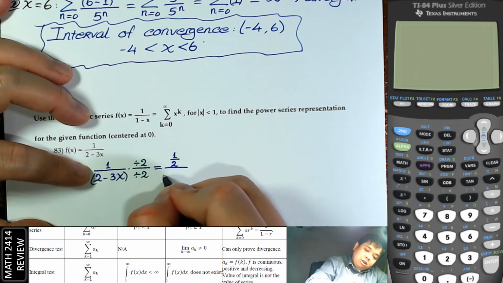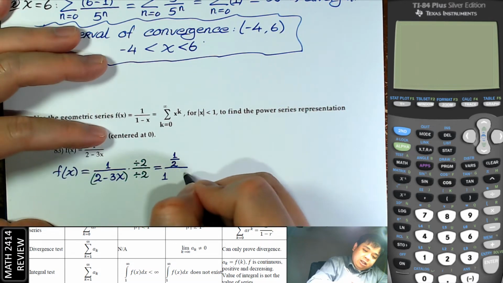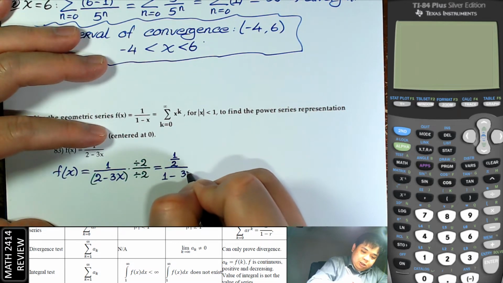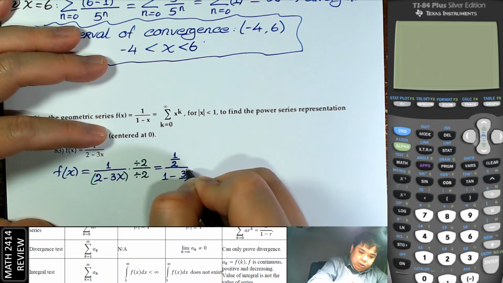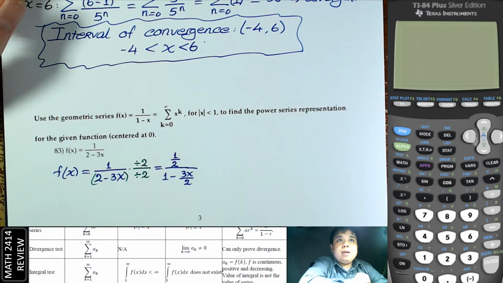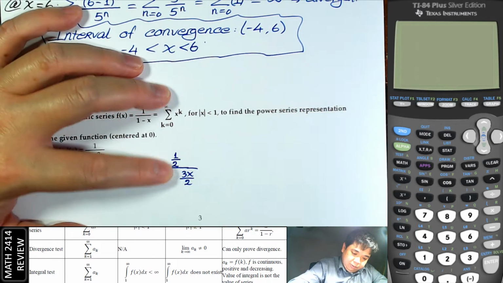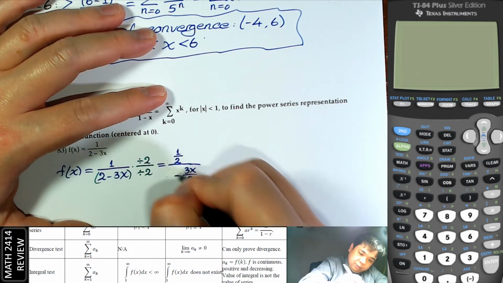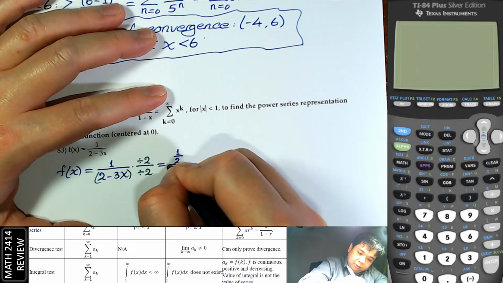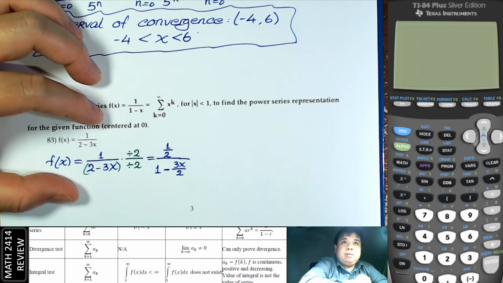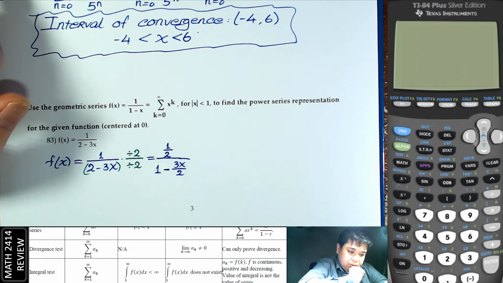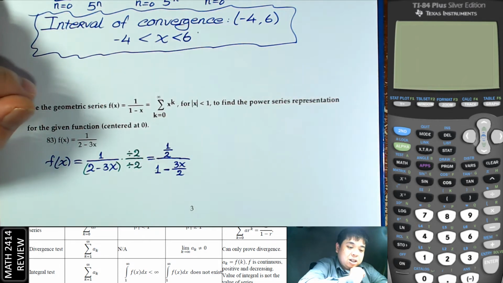And 2 divided by 2 is 1. 3x divided by 2. Let's write that. Right, like that. Yeah, now it is in the right form.